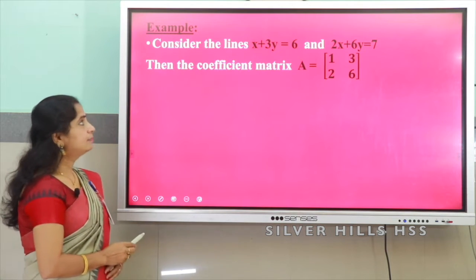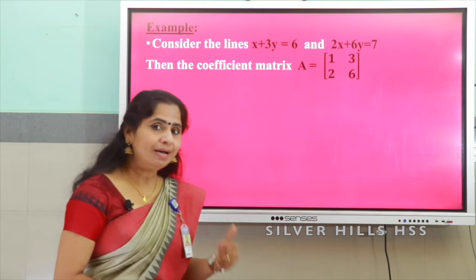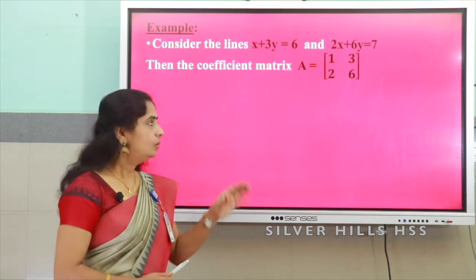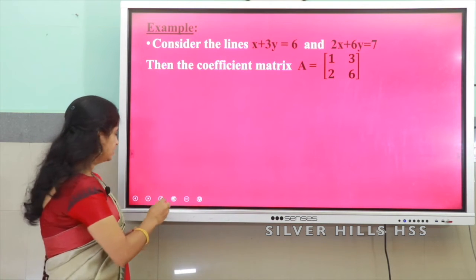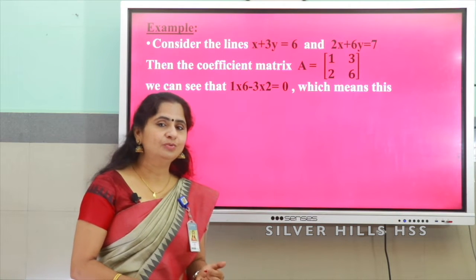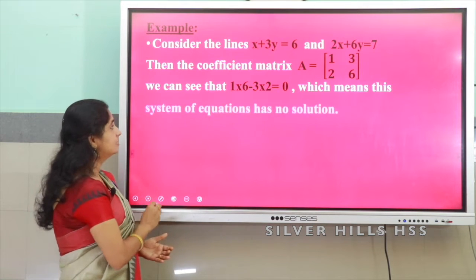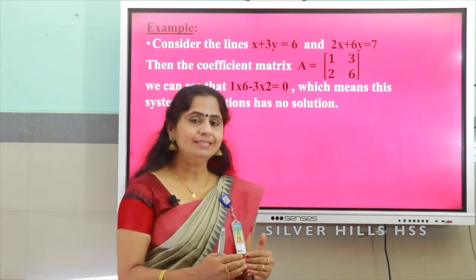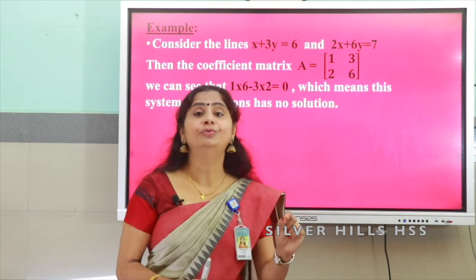Consider the equations x plus 3y equal to 6 and 2x plus 6y equal to 7. We can write these two equations in the matrix form as A is equal to the matrix 1, 3, 2, 6. When we find 1 into 6 minus 3 into 2, we can see that it is equal to 0. What does it mean? It means that the system has no solution. Graphically also, when we draw the lines, these two lines are parallel. The lines never intersect, so they do not have a unique solution.